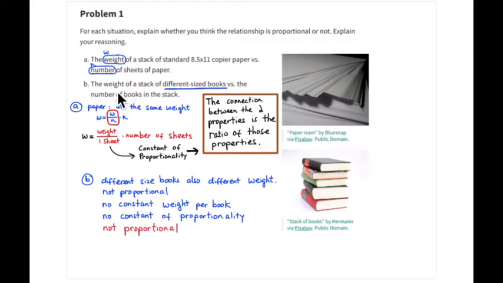On the other hand, what if you have a stack of different sized books? Because they are different sizes, they don't have a standard weight. So if you create a stack of books, there's no one constant of proportionality, no one number you can multiply the number of books by to get the weight. There's no constant weight per book. So that stack is not proportional. The weight of the stack is not proportional to the number of books in that stack.